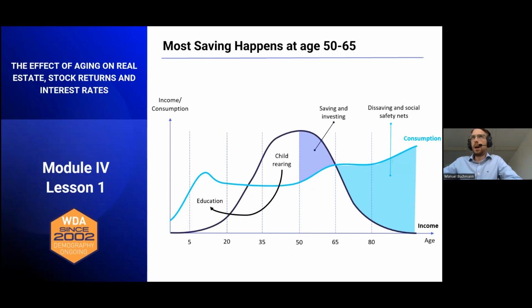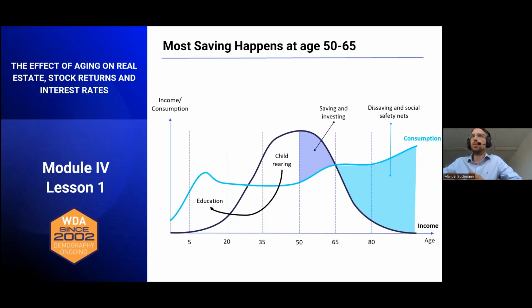Now we combine these two curves. Again, on the left side, on the y-axis, you can see now income and consumption, and on the x-axis, age. So these curves overlap. Now we see some areas where one line is a lot higher than the other. So for example, between ages 0 and roughly 30, consumption is much higher than income.